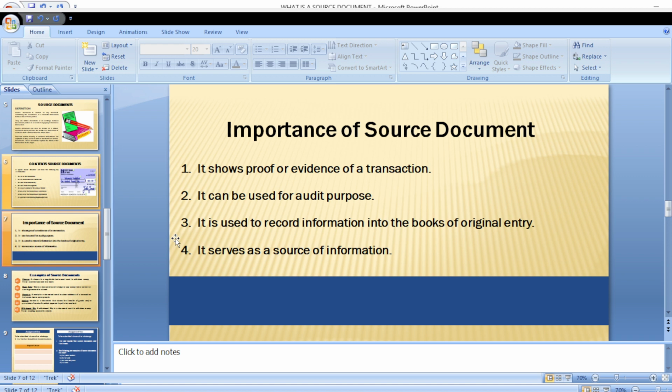Now, the first one is that it shows proof or evidence of a transaction. So I just told you about a receipt. If you go to the bank to obtain a receipt, if you go to a store and you obtain a receipt, you have been given an evidence of a transaction.